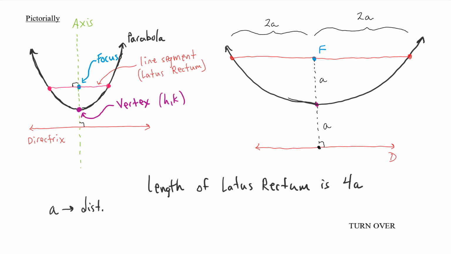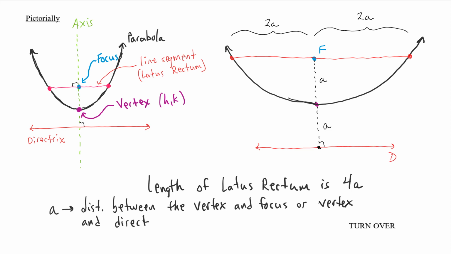For those that prefer verbal descriptions, A is the distance between the vertex and focus, or the vertex and directrix. All right, so that's going to be what lets us work with all these parabolas in a fairly efficient manner.